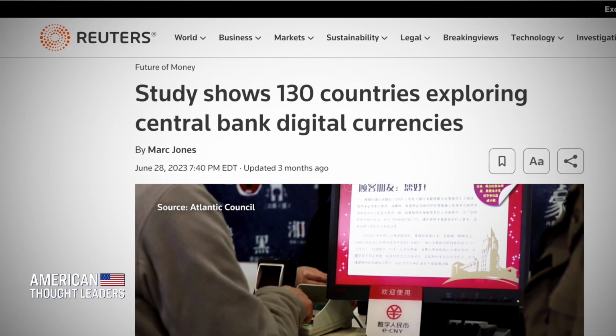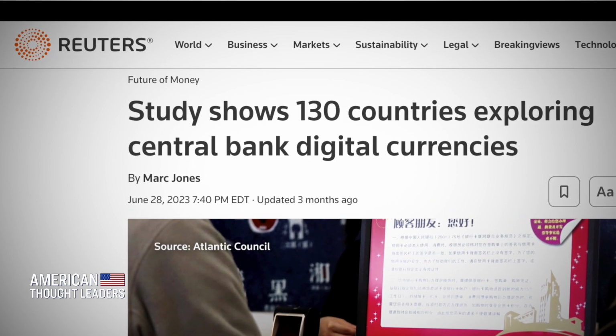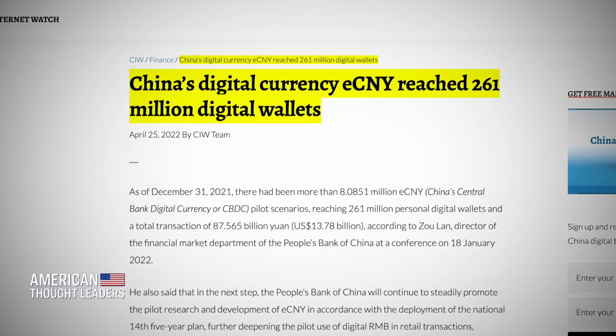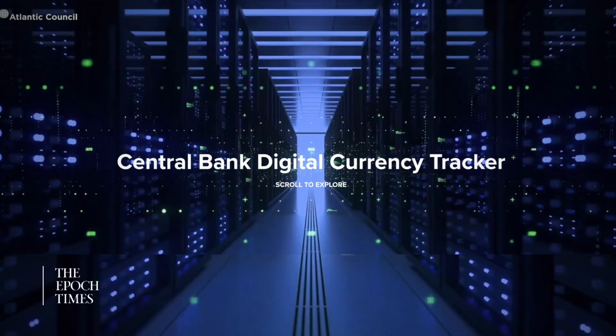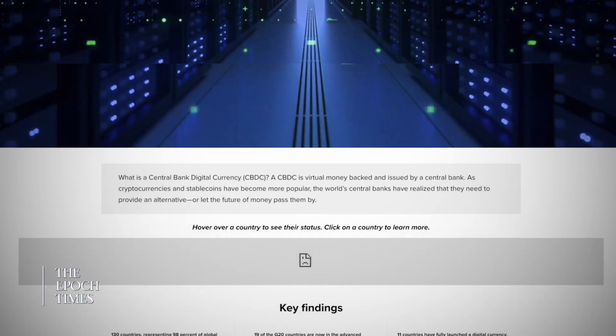So we're talking about 20 countries exploring in 2020. It's now 2023, and 130 countries are exploring CBDC. 20 countries will have implemented a CBDC by the end of this year, and over 1 billion people on this planet will be using CBDCs by the end of this year.